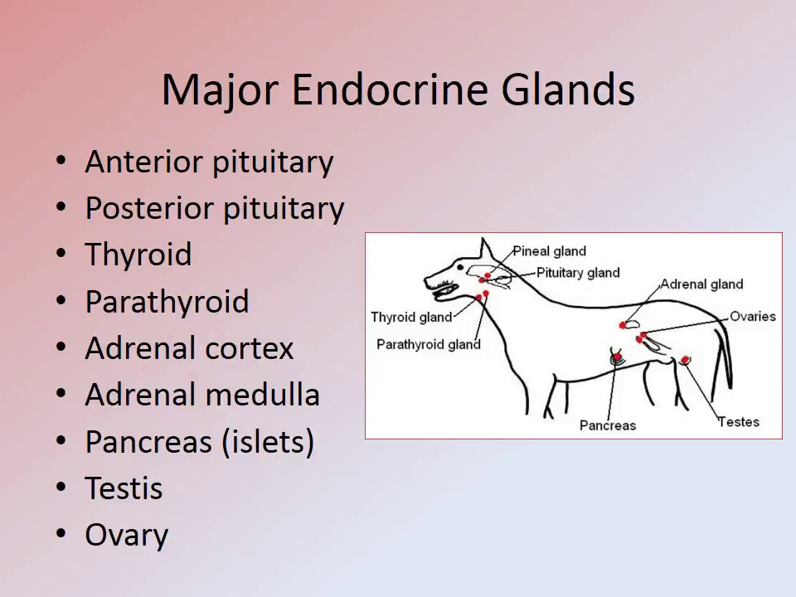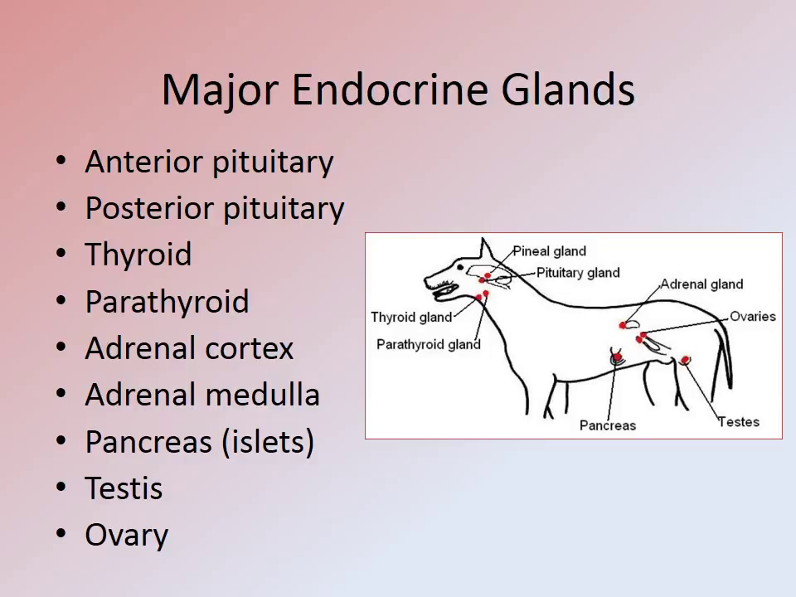So here's a list of the major endocrine glands. We have an anterior pituitary gland and a posterior pituitary gland. So the pituitary gland has two sections to it. It's going to have an anterior and a posterior portion, and they both have different functions.